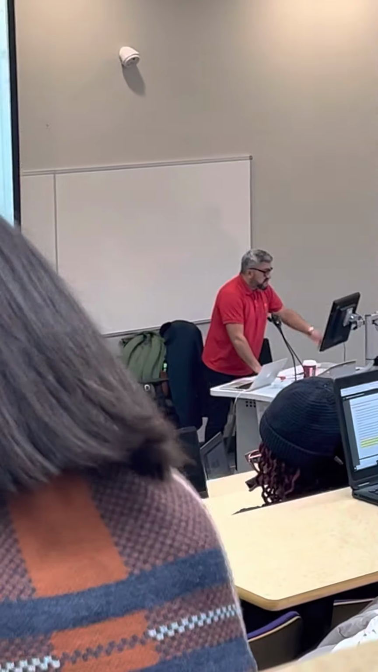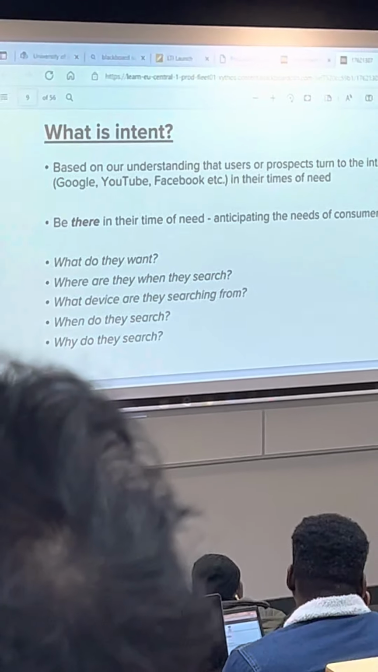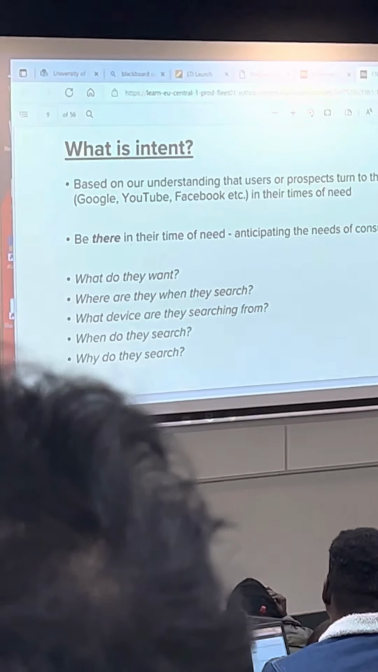So these are the things we need to be asking about our target audience, and if you relate it to that via persona spring, it's the right hand side, your target audience.